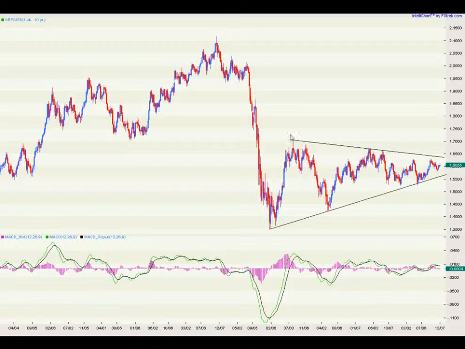I mean, look, it keeps hitting the top and the bottom, and how it's all the touch points along here. That's a really nice little trend line. It's all setting up here for something. So stay tuned, because something's going to happen. It's going to break one way or another.